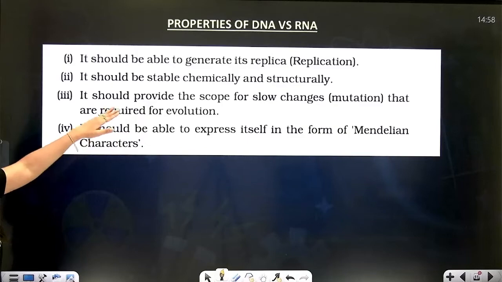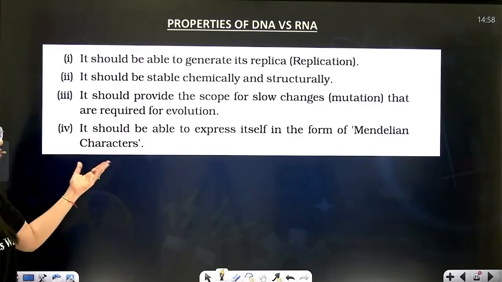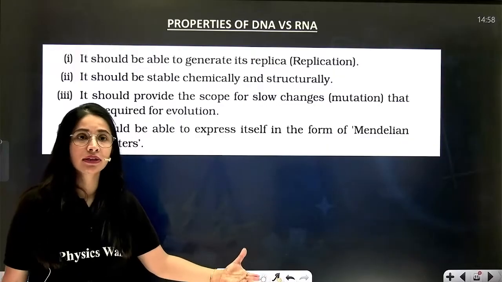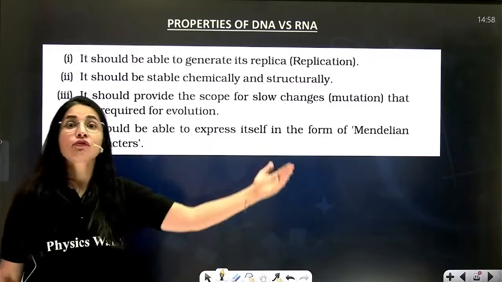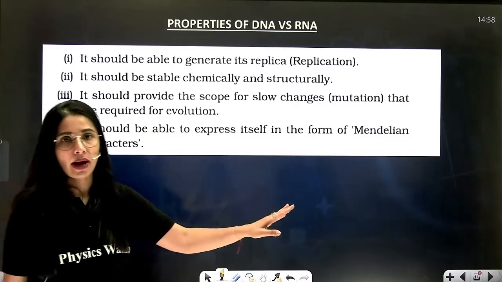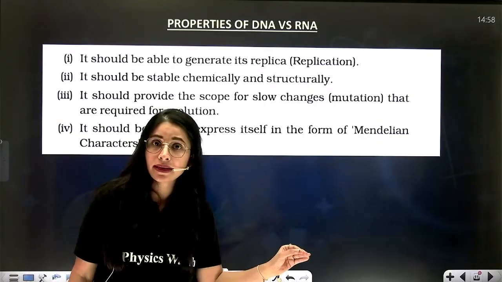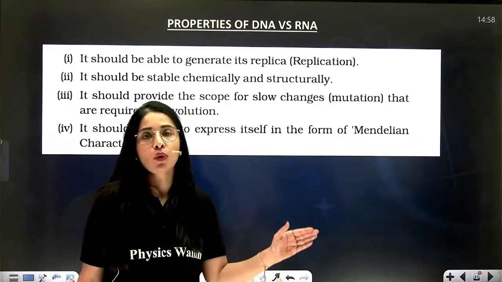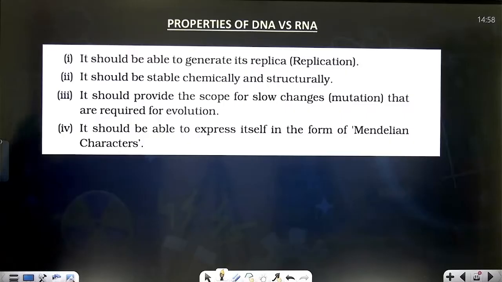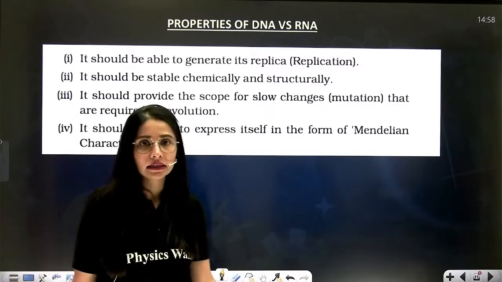Correct? Understood? Third, it should provide the scope for slow changes. I have already told you DNA can undergo mutation but not as fast as RNA. Very fast mutation is not required. Mutation should take place but at a slower rate. Clear? Fourth, it should be able to express itself in the form of Mendelian characters, which are genes.